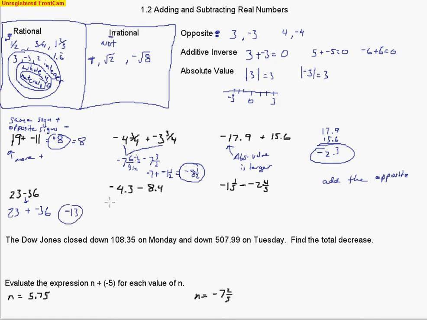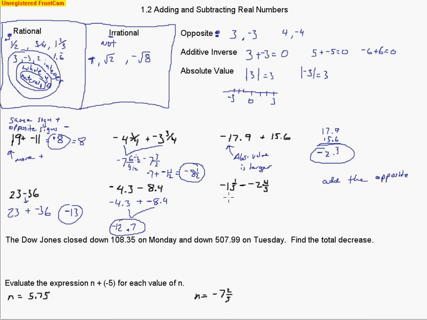Same thing here. We're going to keep the first number the same, change subtraction to addition, next number to its opposite. Notice how both signs are the same, so we're going to add these two numbers together. Line up the decimals when you do it. You get 7/10 and a negative 12. Negative because we're keeping the sign the same when you add numbers together that are the same sign.